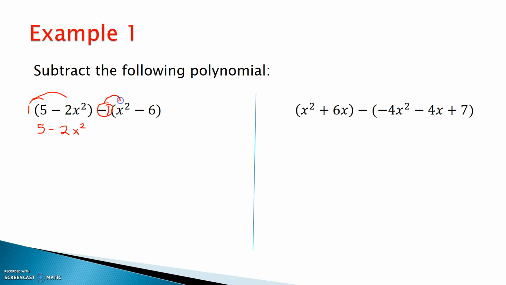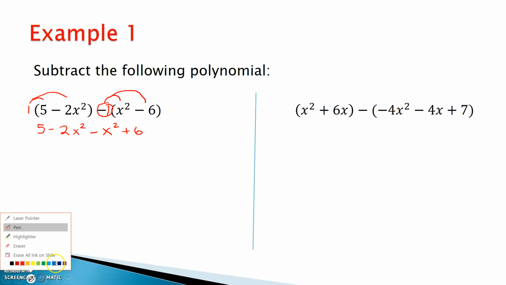What's negative 1 times x squared? Well, that's going to give us negative x squared. Now what's negative 1 times negative 6? Negative times a negative gives me a positive 6 in this case. Alright, so step 1 is done.